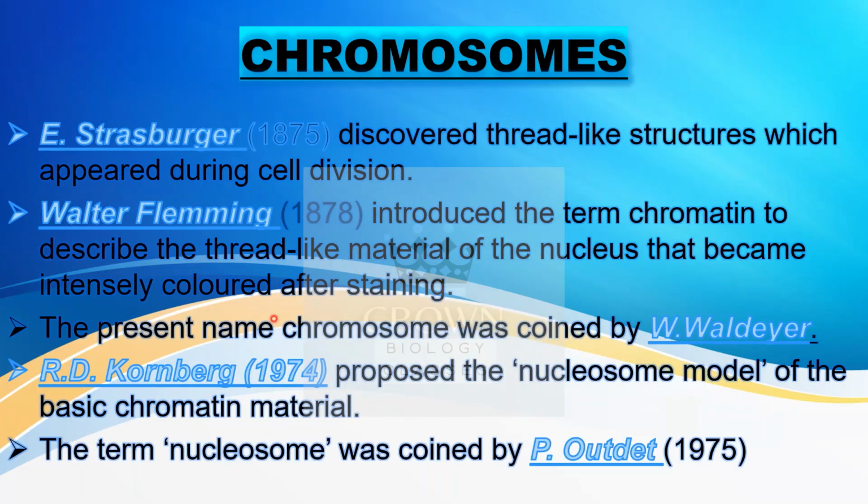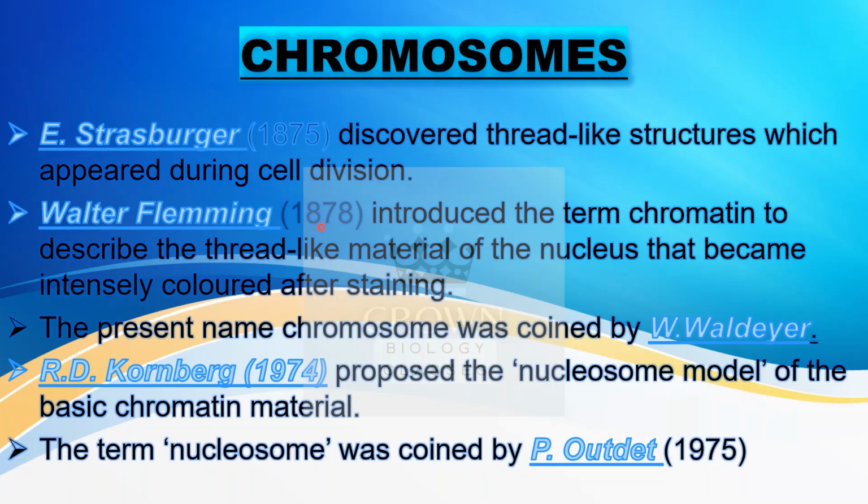Now we will discuss the discoverers and their discoveries. E. Strasburger in 1875 for the very first time discovered thread-like structures. Those thread-like structures were nothing but chromosomes which appeared during cell division, when the two cells were dividing.